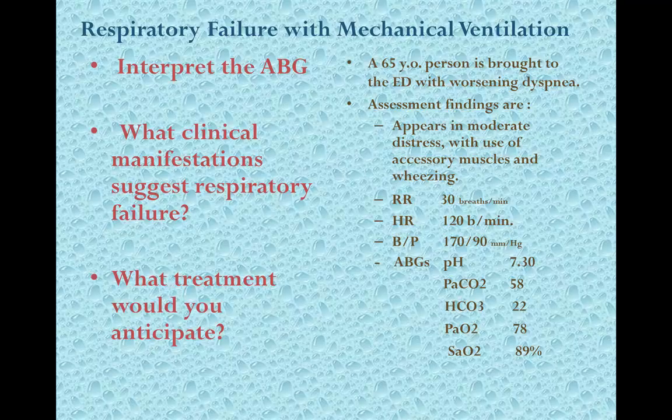So when we start out, we've got a 65-year-old person that's brought to the emergency department with worsening dyspnea. The assessment findings show that the patient's in moderate distress, with use of accessory muscles and wheezing. The respiratory rate is 30 breaths per minute. The heart rate is 120, blood pressure 170/90. And then I have the ABGs listed for you here.